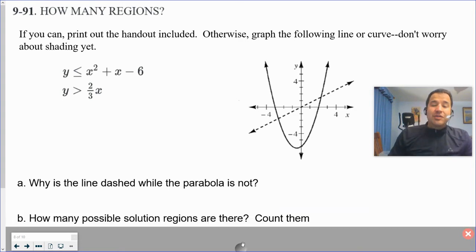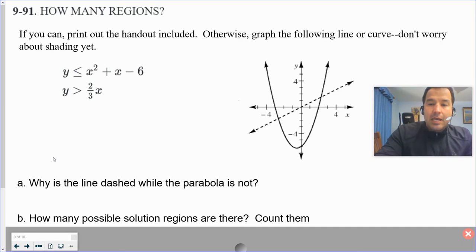The other question, though, is how many possible solution regions are there? Count them. So on your paper or here on the screen, count how many possible solution regions there are, that, you know, the double shaded area. Well, here's the thing. And honestly, the book and I disagree on this answer. So how many did you find? Well, here we go. Here are the ones I found.